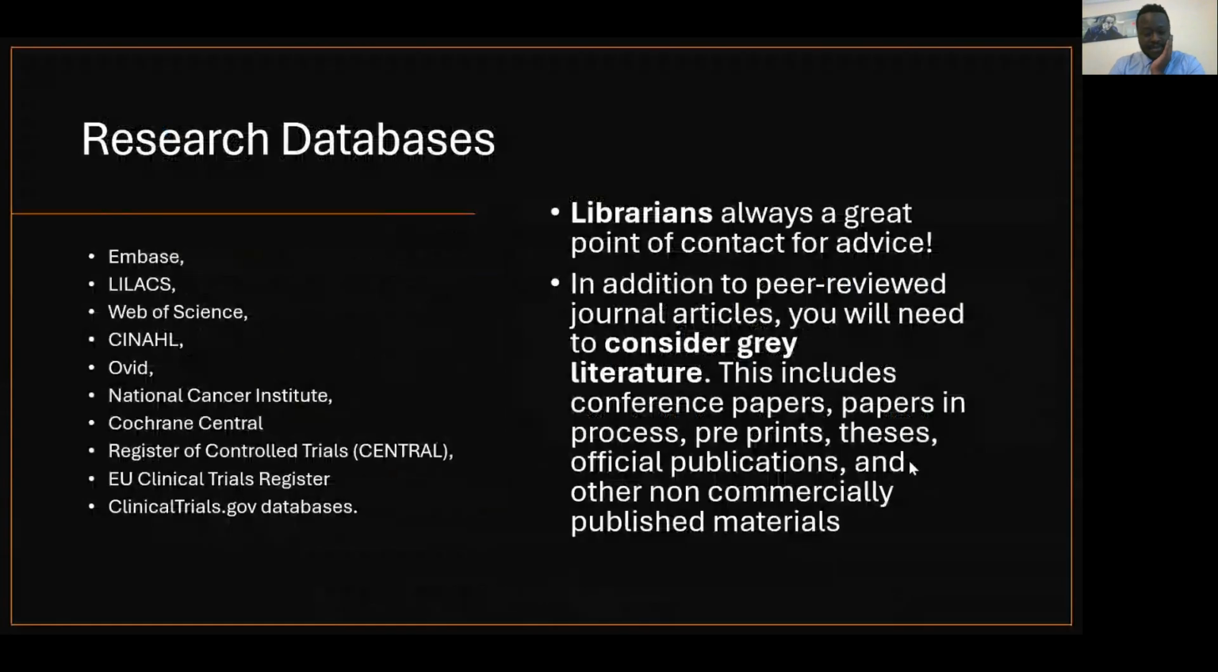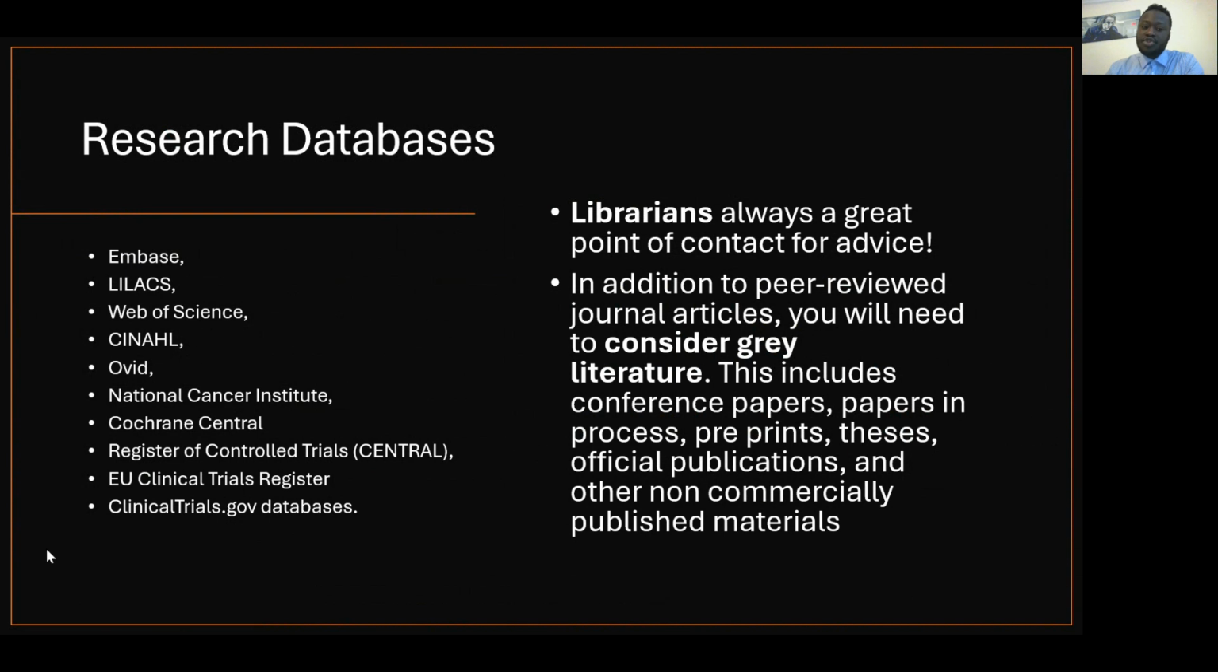Now for this paper, some of you mentioned it, we used Embase, we used Web of Science, we used Ovid, but we also used specific databases related to oncology. So it was things along the lines of the National Cancer Institute, the EU Clinical Trials Register, and also clinicaltrials.gov. So when you think about databases, obviously you're going to use the big ones, your PubMeds, your Embases, your Ovids. But depending on the topic of your systematic review, there will be slightly more specific databases for that topic.